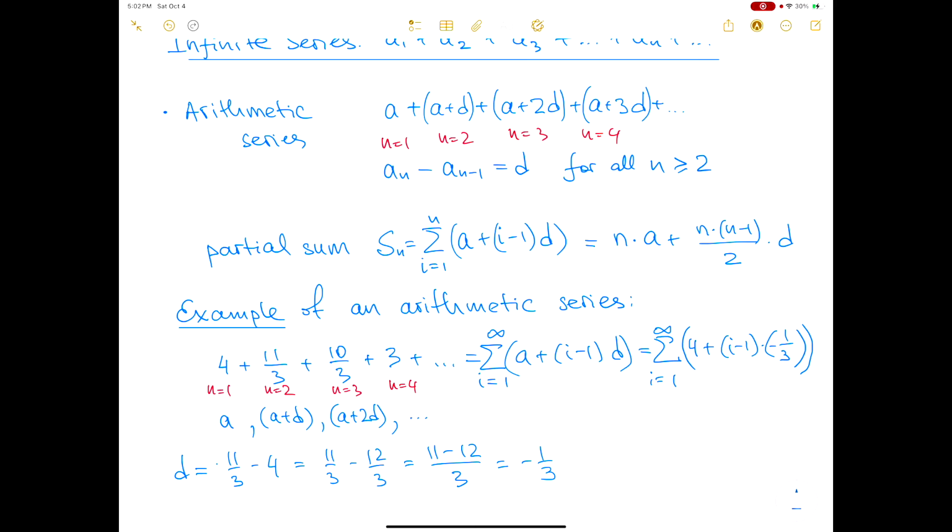Let's set a equal to 4 and d equal to minus 1/3, and write down our arithmetic series as the sum, where index i changes from 1 to infinity, of the constant a equal to 4, plus the index i minus 1 multiplied by the constant d, negative 1/3.